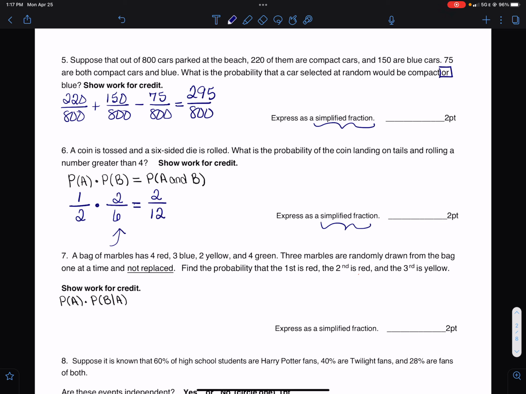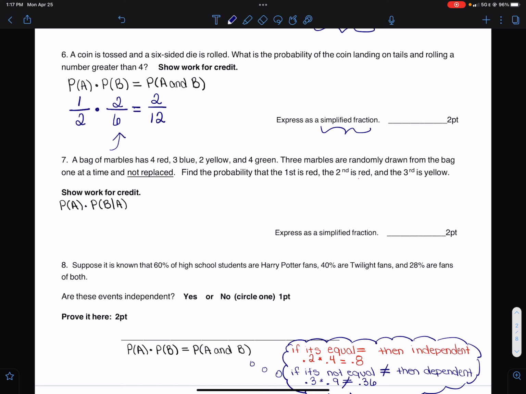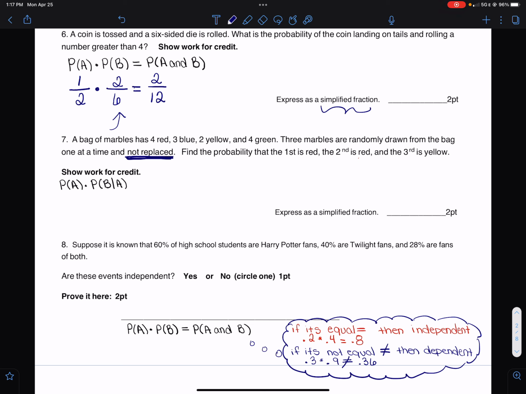All right, now number 7, a bag of marbles has 4 red, 3 blue, 2 yellow, and 4 green. 3 of the marbles are randomly selected from the bag and not replaced. This is important. Find the probability that the first one is red, the second one is red, and the third one is yellow. So this one here, we are using the probability of A times the probability of B given A already occurred. All right, remember this vertical line here means given.